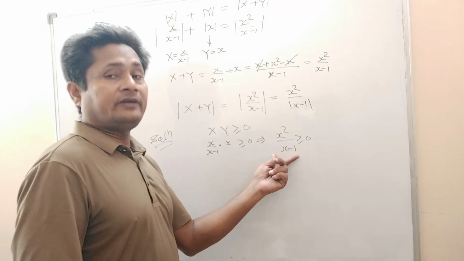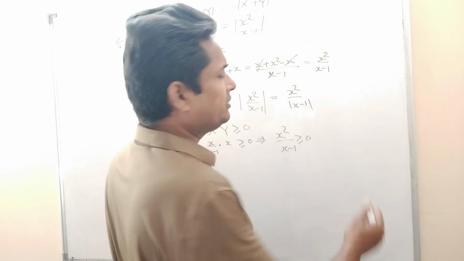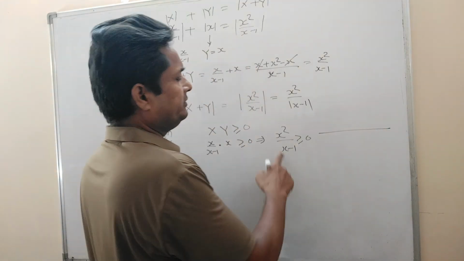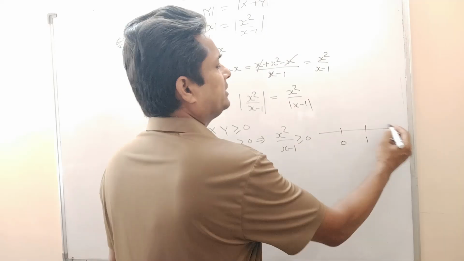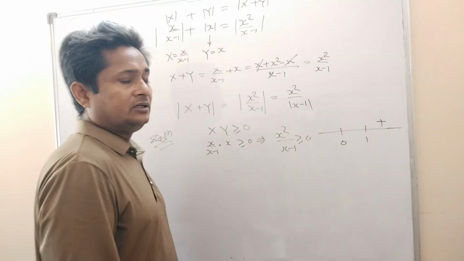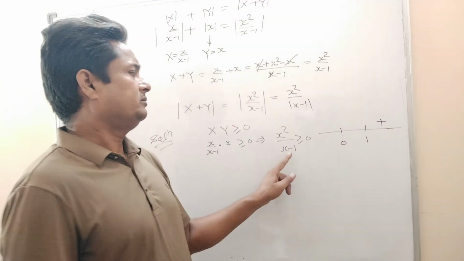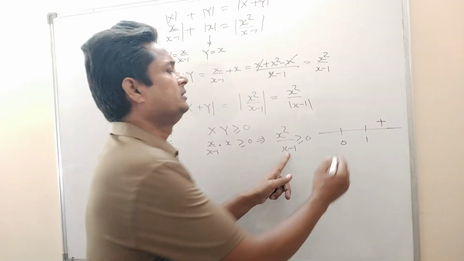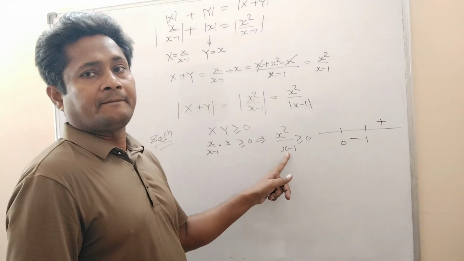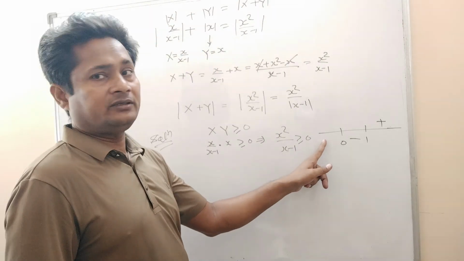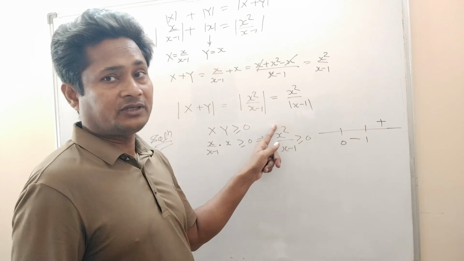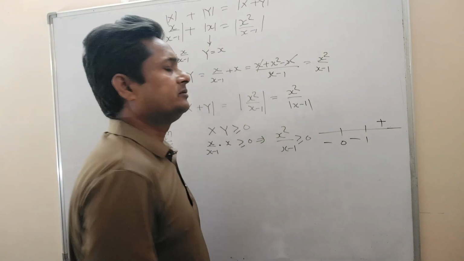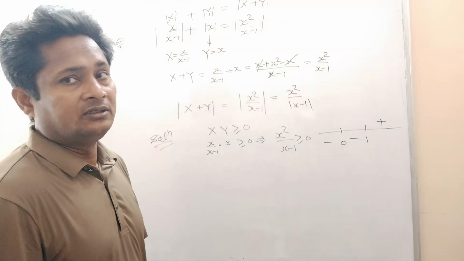Now find out the solution by using the wavy curve method. In the wavy curve method, there will be two roots only, 0 and 1. Now mark on the right hand side plus sign. Then with respect to 1, this will change the sign, so this will be negative. And with respect to 0, here the power is what? Even power, so the sign will not change. So here it is also negative sign.